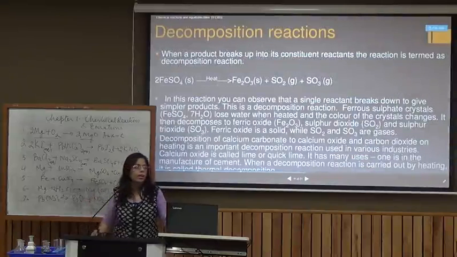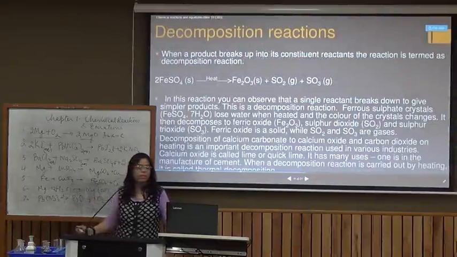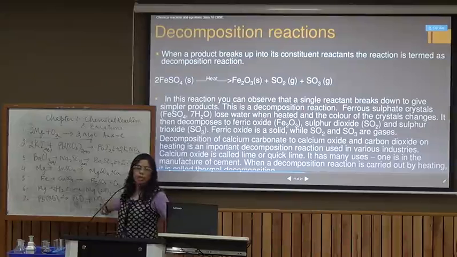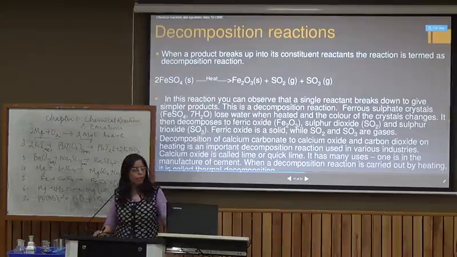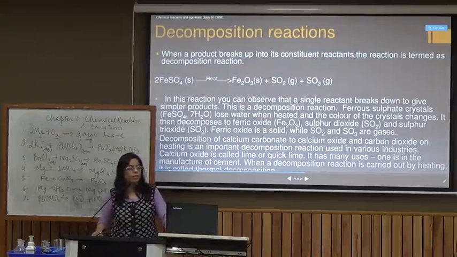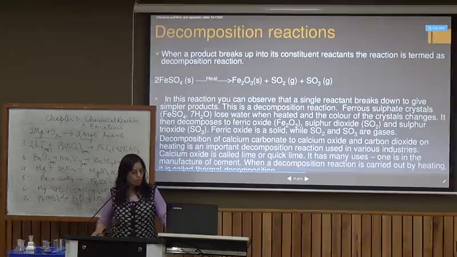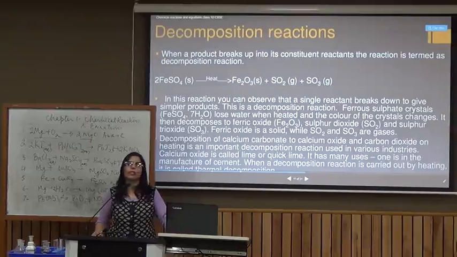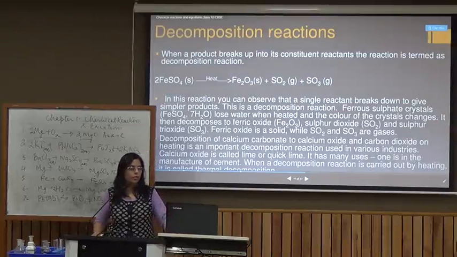Next, we had a look at the decomposition reaction. We heated lead nitrate and decomposed lead nitrate into lead oxide, nitrogen dioxide and oxygen. Here is an example of ferrous sulfate. When heated, the green crystals of ferrous sulfate produce ferric oxide, sulfur dioxide and sulfur trioxide gases. So this is also an example of thermal decomposition. When heat is used to carry out a decomposition reaction, we call it a thermal decomposition reaction.